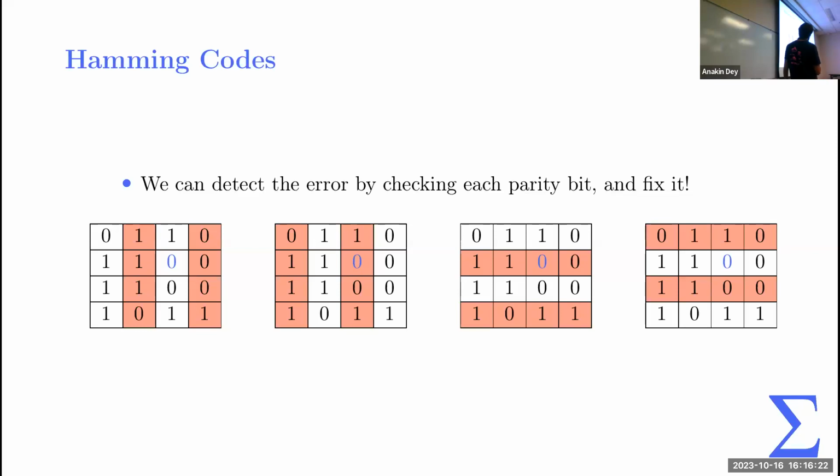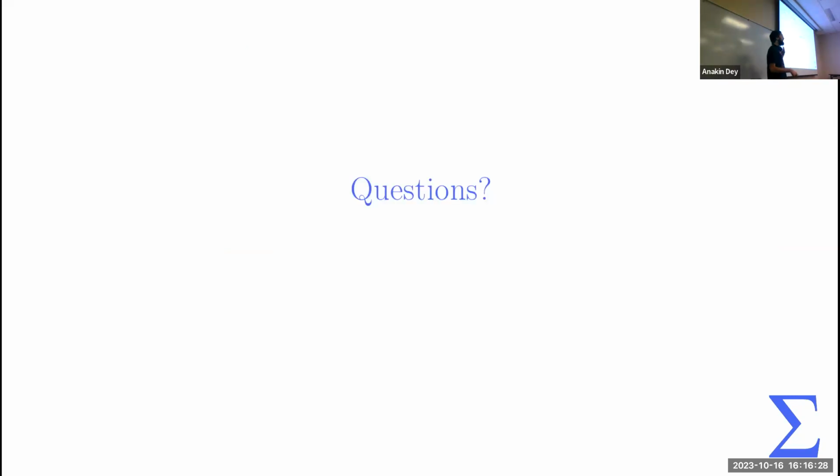And then if there was a second error, we can check this final last bit. So with that, that's kind of like the high level overview of Hamming codes again. Are there any questions?